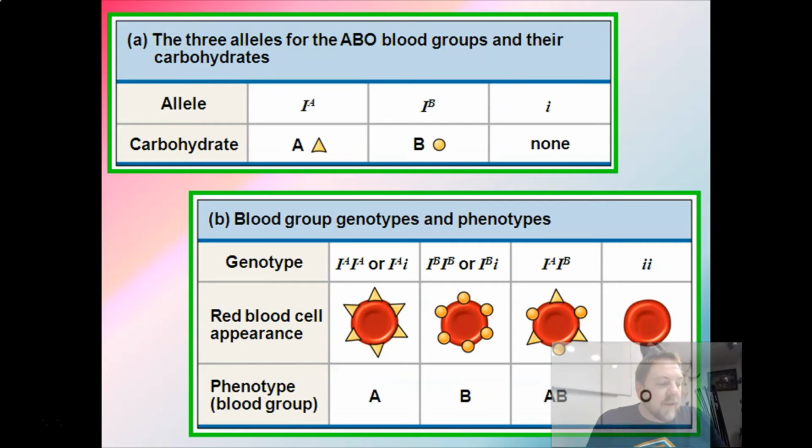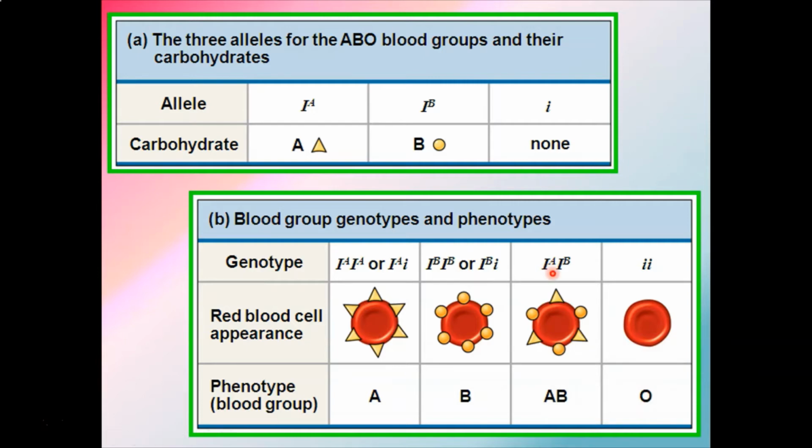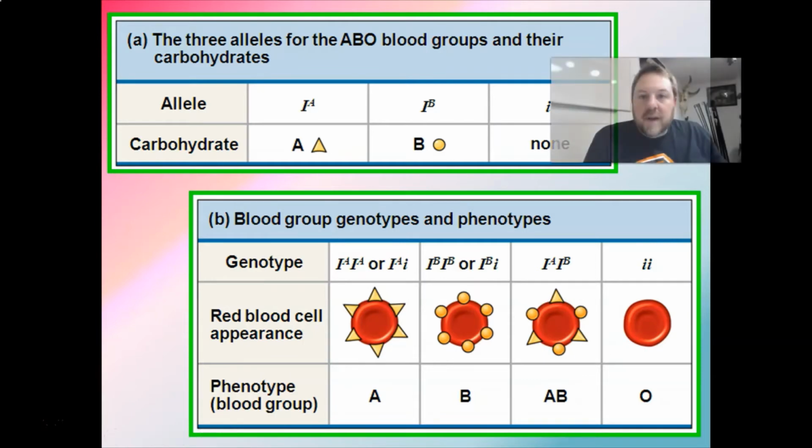Now, the next one is interesting. Hopefully you could tell me what this is. What if one parent gave you A and another parent gave you B? Look at this blood. It doesn't have just A or just B. It has both, AB. Now, what pattern of inheritance is that? When the heterozygote, both are completely expressed, codominant. So AB blood is actually an example of codominance.